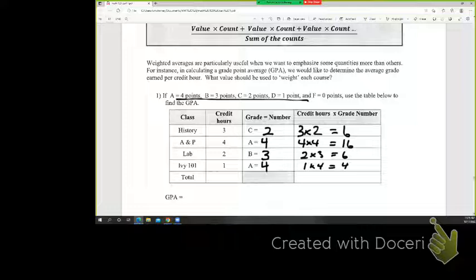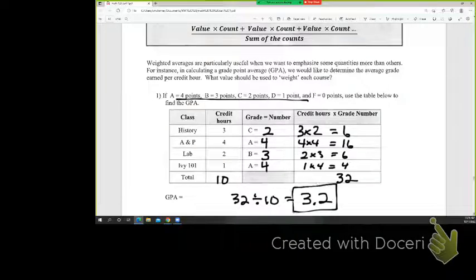So altogether this person is taking 10 credit hours, and they earned 32, like we could call them quality points. That's how I've seen them referred to, quality points. And then if I want the GPA, I do the 32 divided by the credit hours. So their GPA is a 3.2.